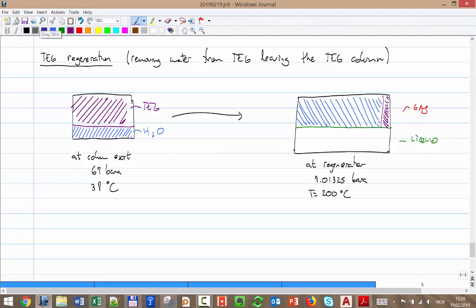While in the liquid part, everything is going to be mainly TEG. And then we're going to have still some liquid water that doesn't vaporize. So that will be water. What we have here is water, H2O. And what we have here is TEG.